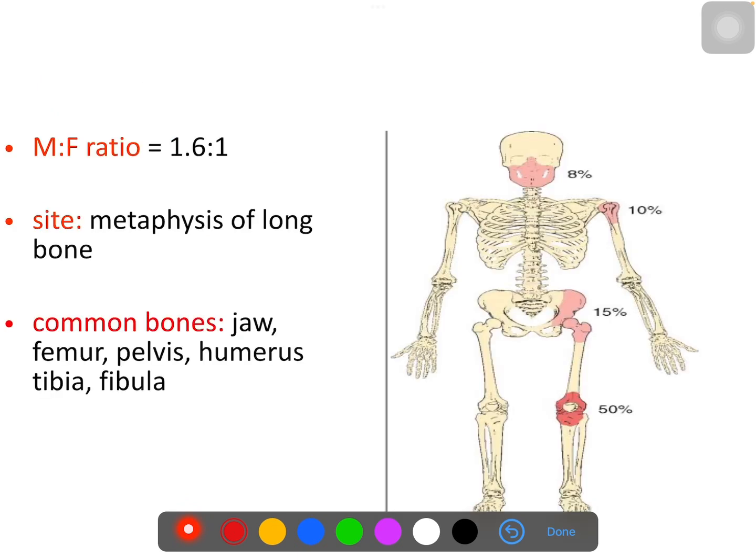All right. Now, if you look at some of the theoretical points, the male-female ratio is 1.6:1. That means it is more dominant in males than in females. And if you talk about the site of occurrence, it is the metaphysis of long bone.